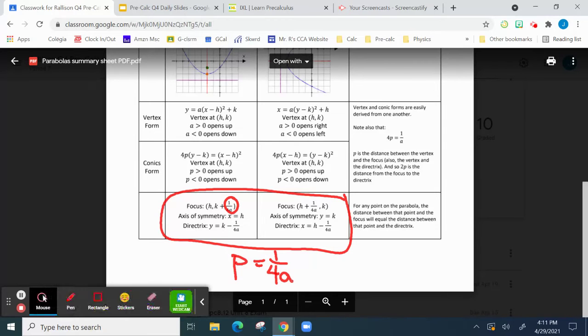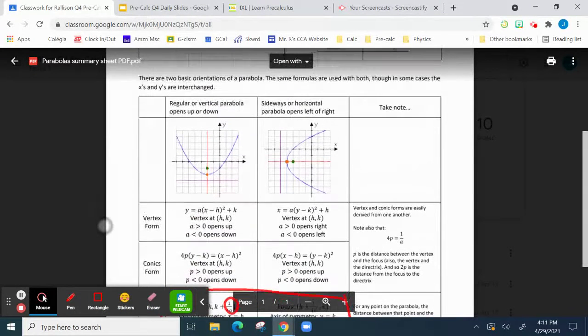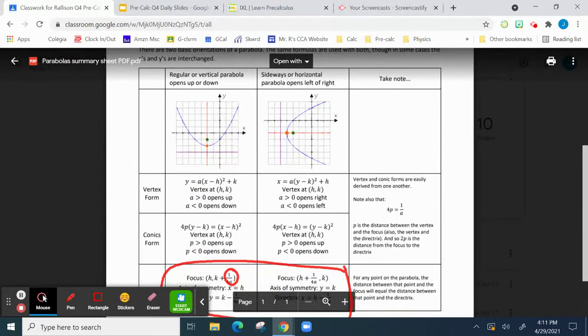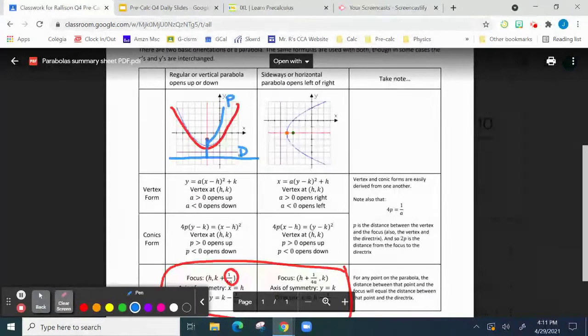So if we go back up here, on this parabola right here, there's the focus. P is, and there's no small pen in this thing, so I have to do it like this, P is that distance right there. And then that same distance in the other direction is going to be the directrix.